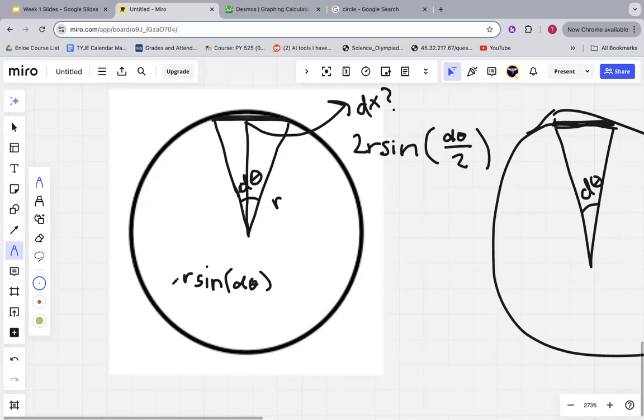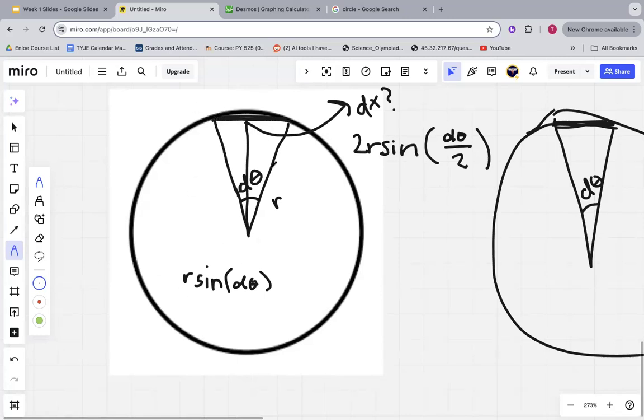For r sine of d theta, are y'all doing, you just assume that this is basically a right angle triangle. Sure, that works as well.